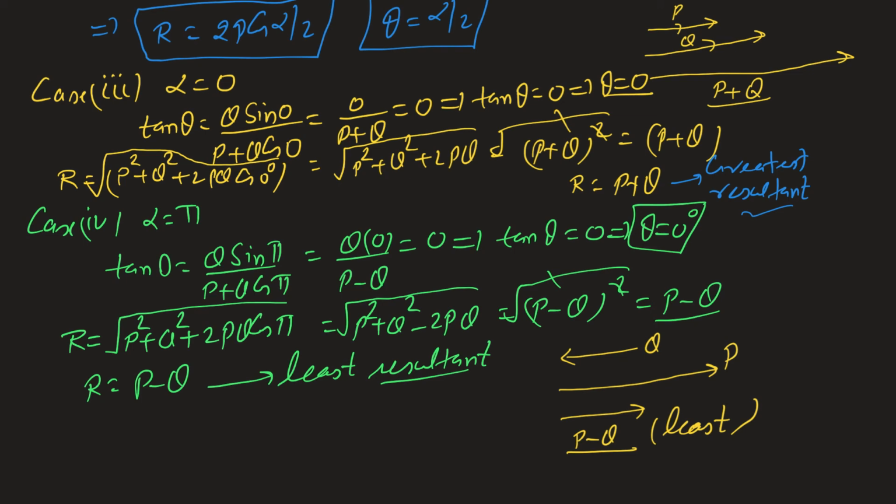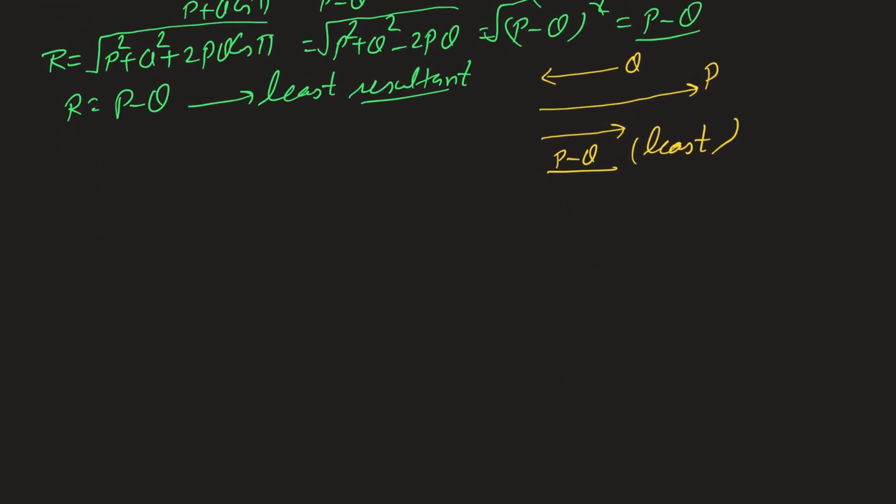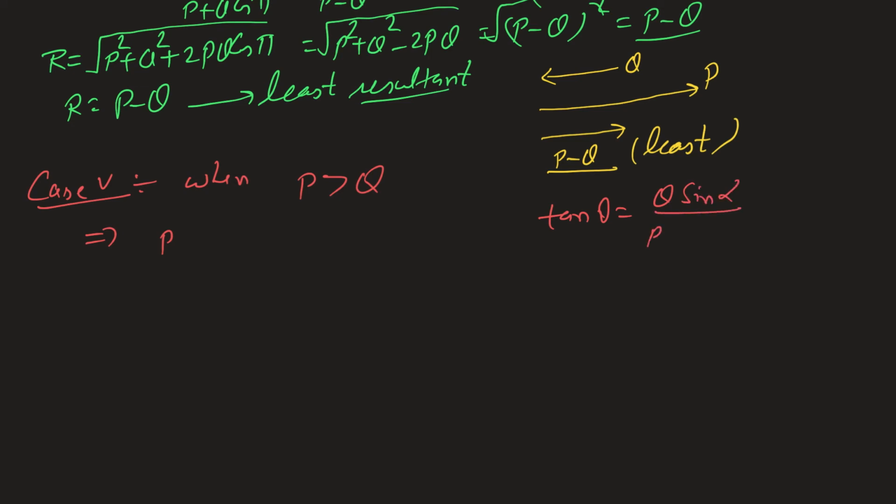Now case number 5, when force P is greater than Q. This implies that, we know that tan theta is equal to Q sin alpha divided by P plus Q cos alpha, where theta is the angle the resultant is making with the force P.